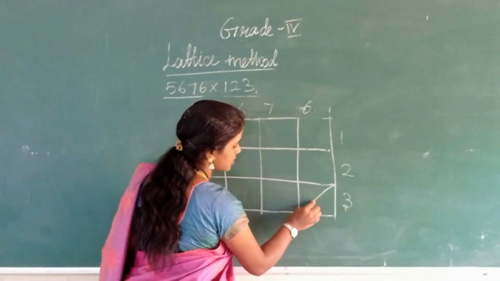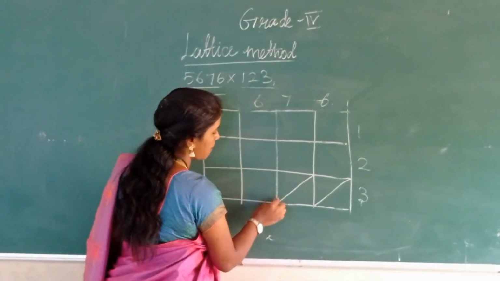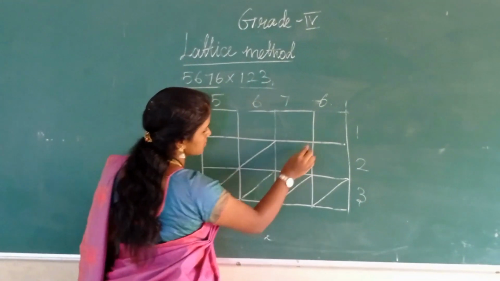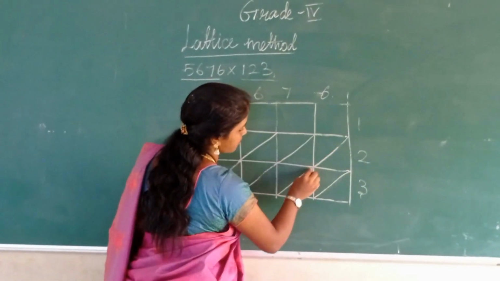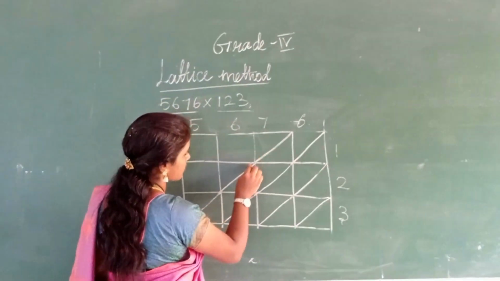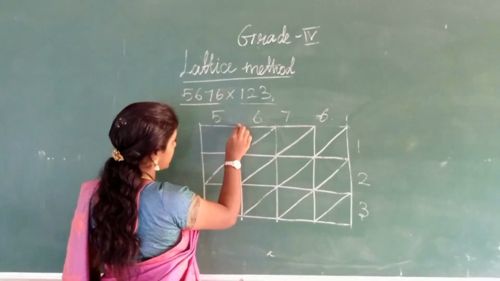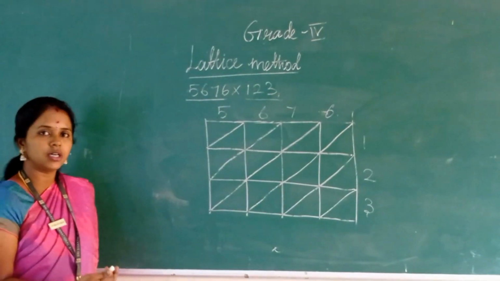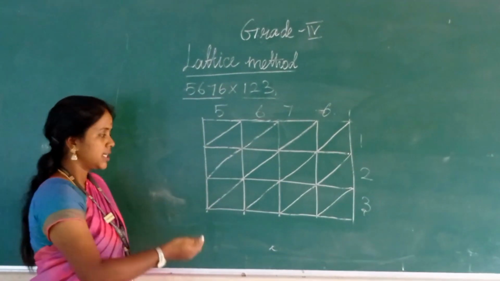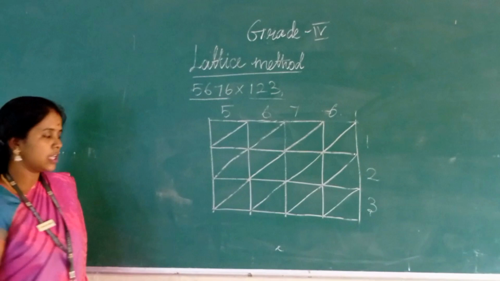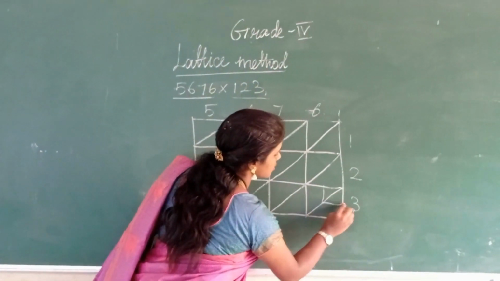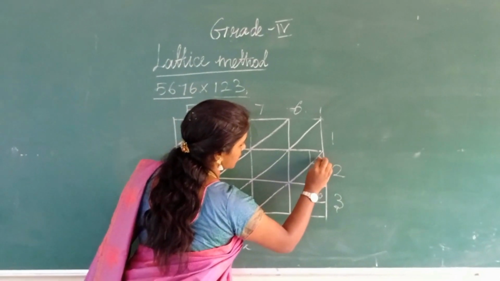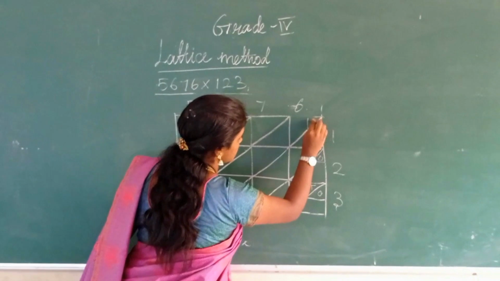After that, you have to make a partition inside all the boxes. I believe all of you know why we are making this partition. In the general method, we used to carry over the product which we have got. But in the lattice method, since we cannot carry over, we have to write it on the top. So this is for ones place and this is for tens. Ones, tens. Ones, tens.